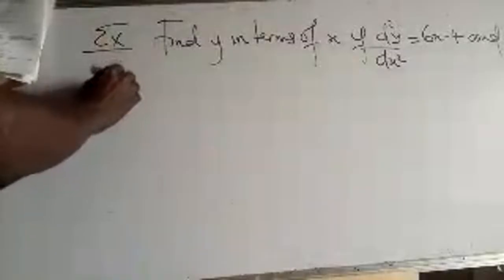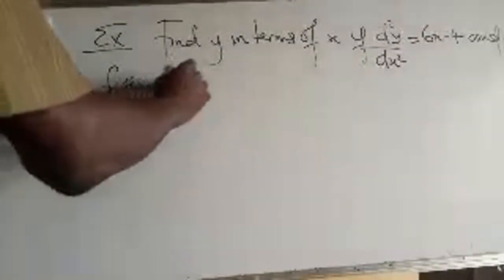Suppose we are given this kind of question in the exam. Example: find y in terms of x if d squared y over dx squared is equal to 6x minus 4, and further, y is equal to 0 when x is equal to 0, and dy/dx is equal to 3 when x is equal to 0.